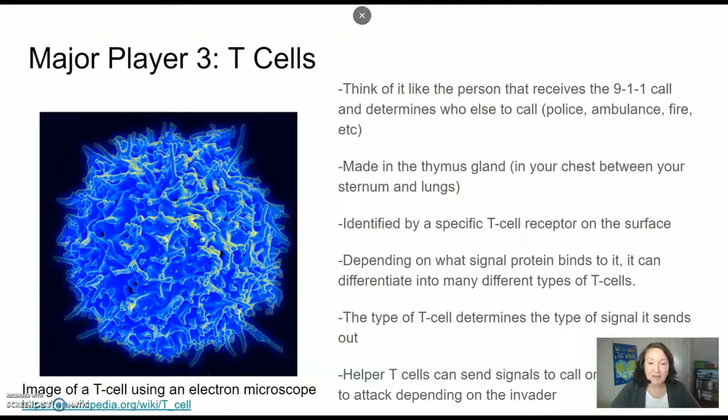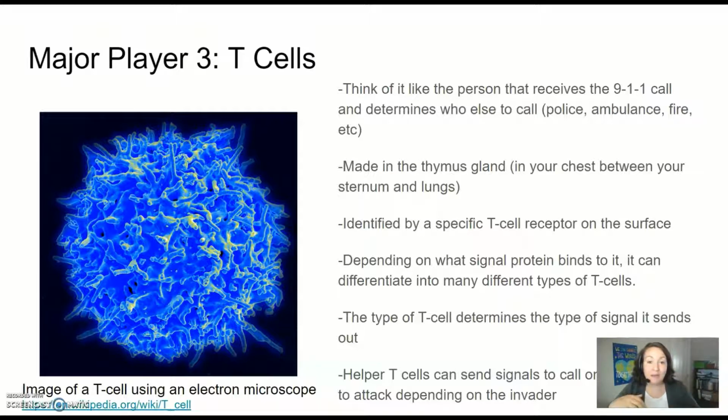The next major players then are those T cells. And so this is an image of a T cell using an electron microscope. And so think of the T cell then as the person that actually received the 911 call. So that person would then determine who else to call. Is it a police emergency? Is it a fire? Is it an ambulance that's needed?